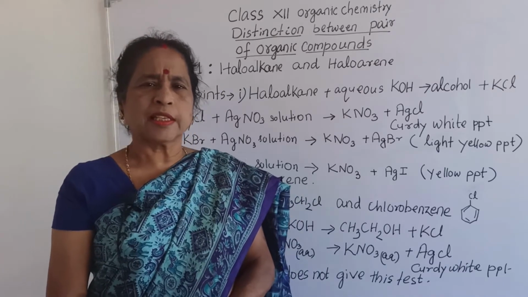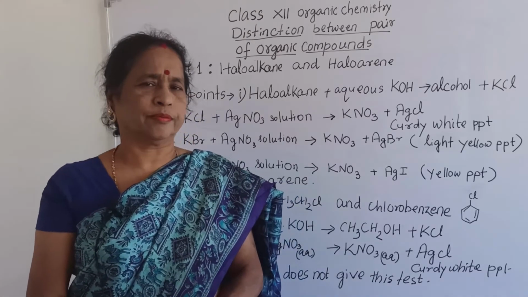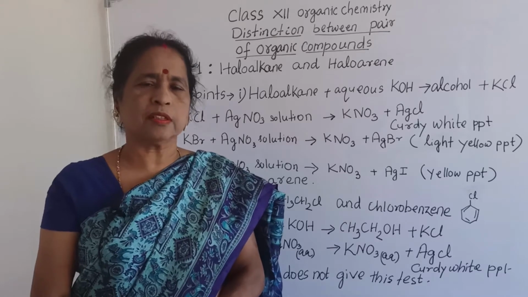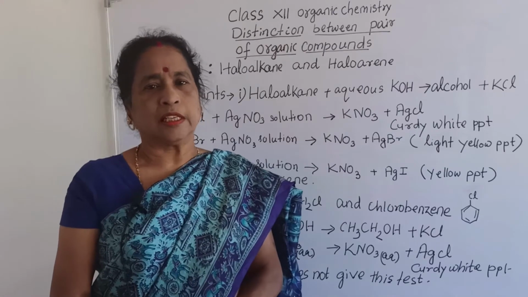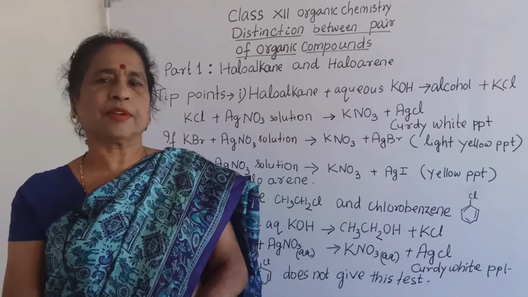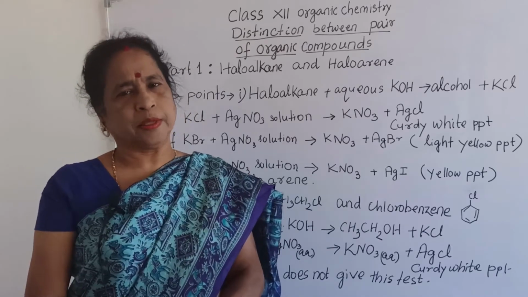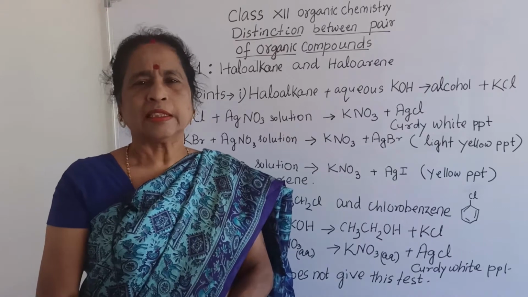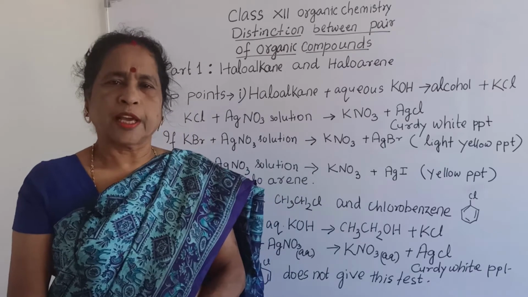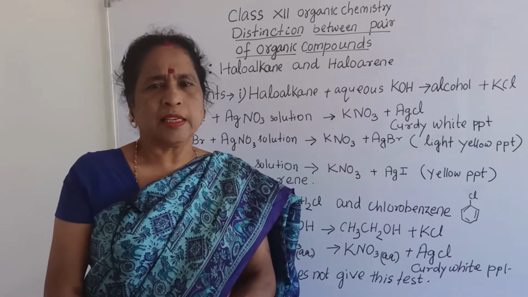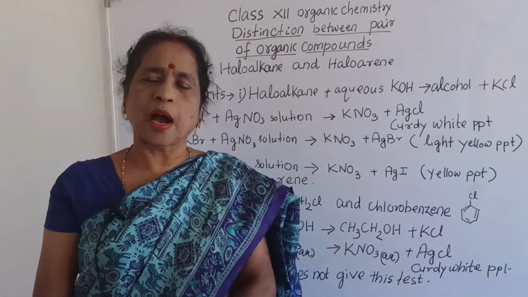Here, some important reactions are required, that is, reactions where you can observe by eye a color, an effervescence of gases, or a precipitate. If we observe this type of reaction, it is very helpful to distinguish between organic compounds. Let us see the chapter haloalkane and haloarene.